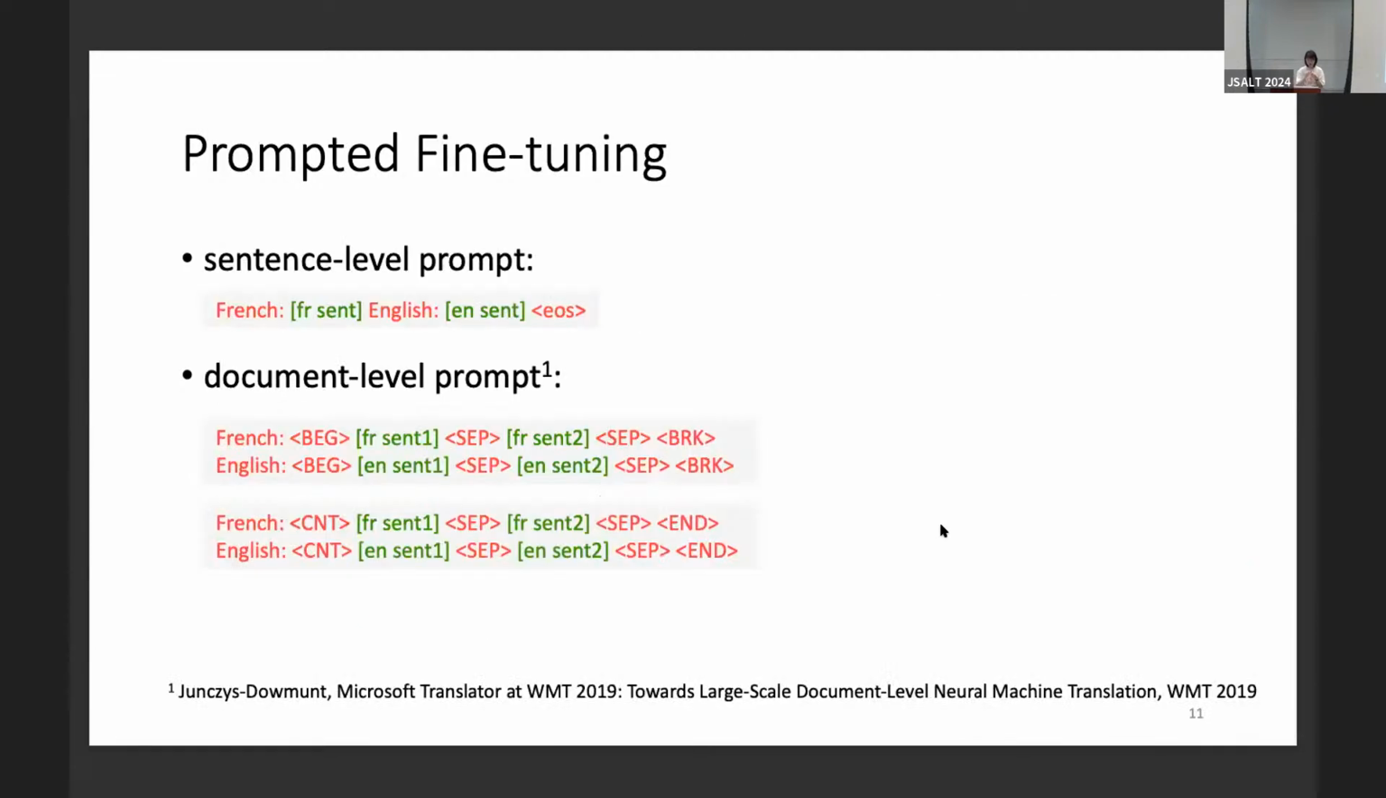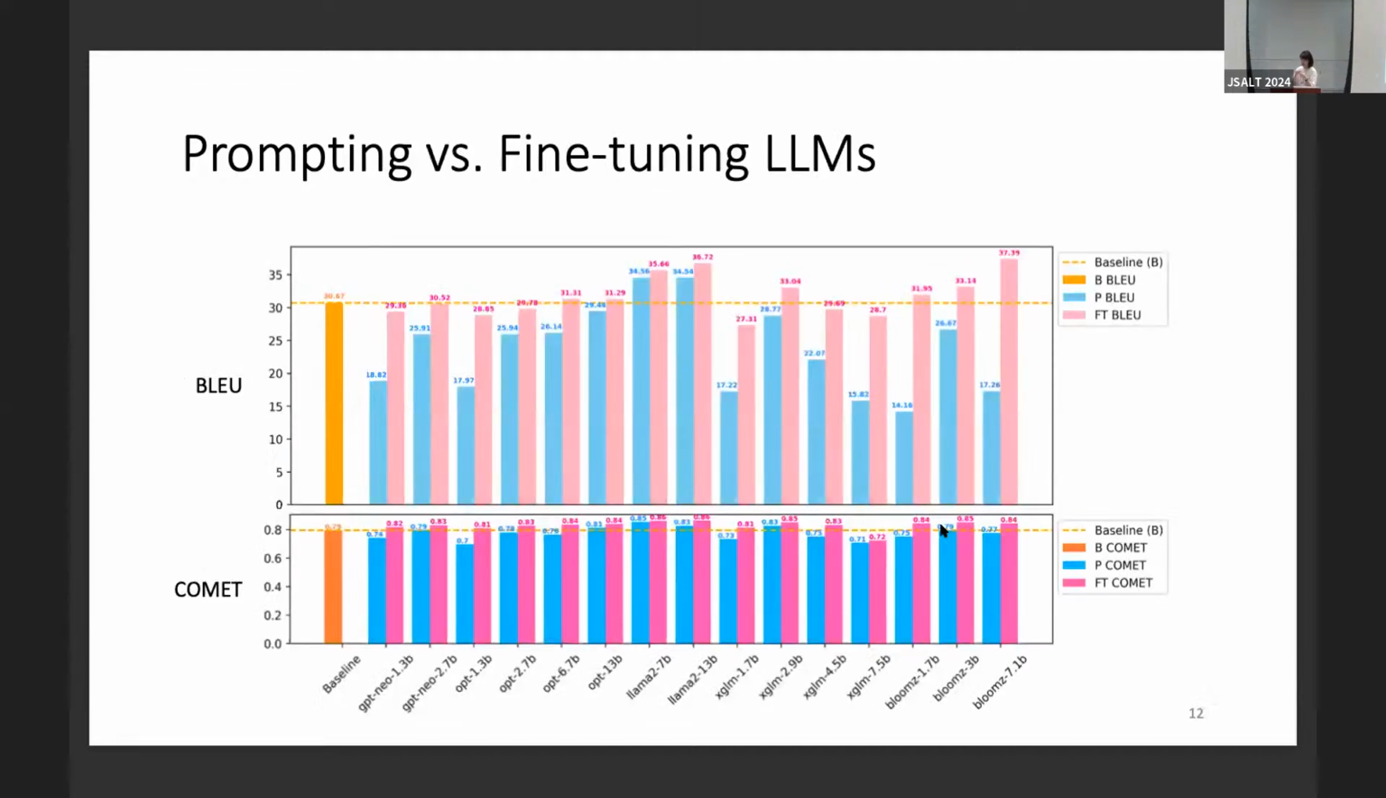Okay, so we've talked about these prompts, and we also evaluated document level translation. So we have designed different prompts for document level translation. Okay, so I think this is our main results. I think this is the most interesting part of this work.